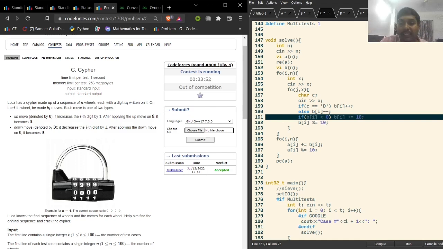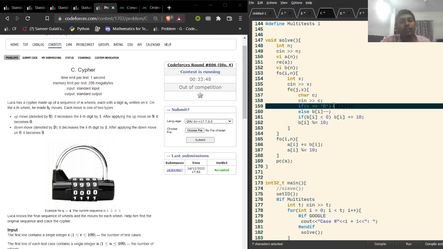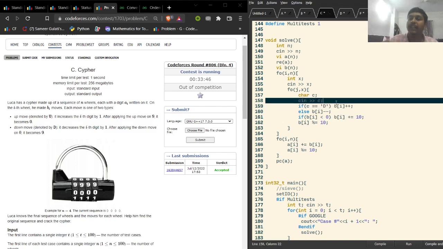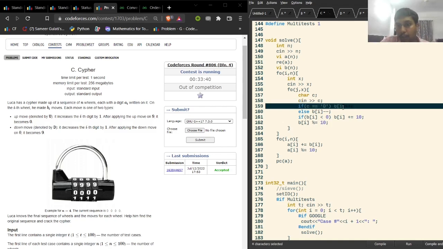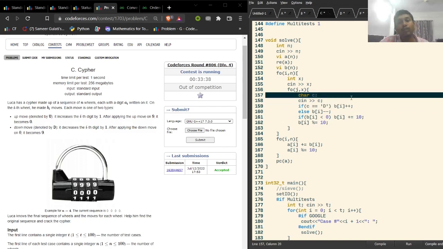And if it goes less than 0, just add 10. So what I do is, if there's a down move, I just have another index which will keep my AI value, which will just keep the ups and downs that I have. So if I have a down move, then I'll increment the value of BI, otherwise I'll decrement the value of BI if I have an up move. And I just have to maintain the values to be correct.